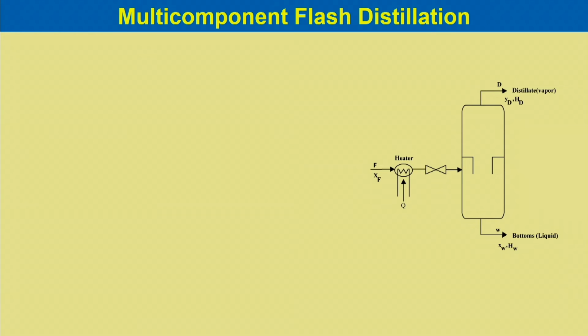Now, we will consider multi-component flash distillation. As we have defined before, in case of flash distillation, the fraction of the feed vaporized, small f, is equal to V by F.